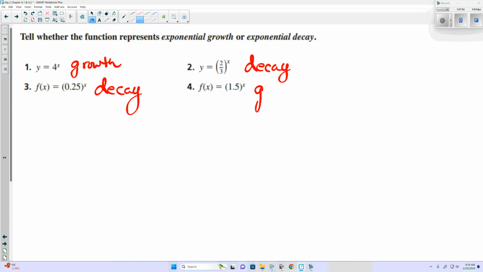And 1.5 to the x is growth, because 1.5 is greater than 1. If it's between 0 and 1, it's decay. If it's greater than 1, it's growth. Questions on this here?